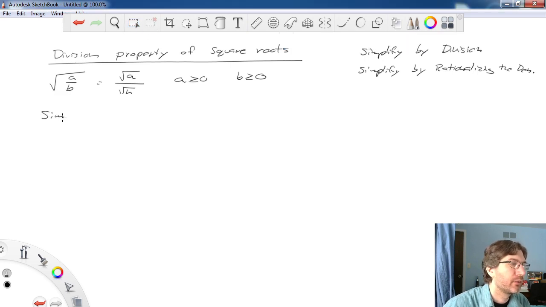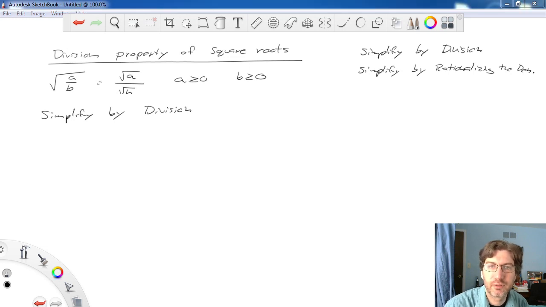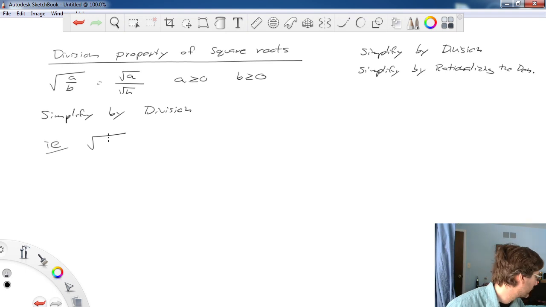So here we got simplify by division. I don't know if I have a good example on here or not. No, I have rationalizing on there. Simplify, I guess we can do one from the book. And here's your example. We get the square root of 88 over 11.